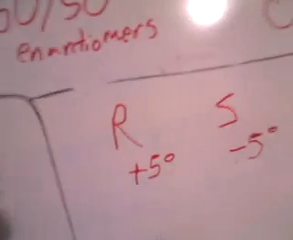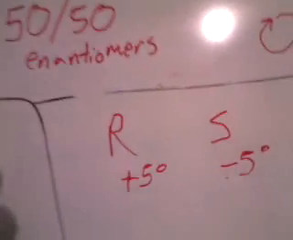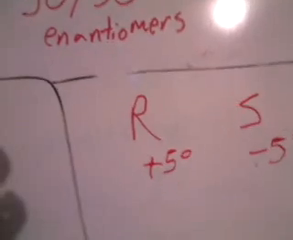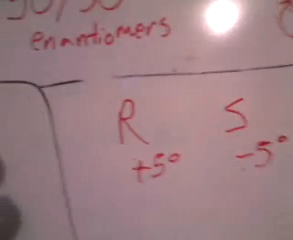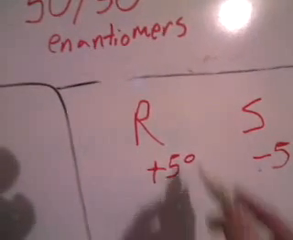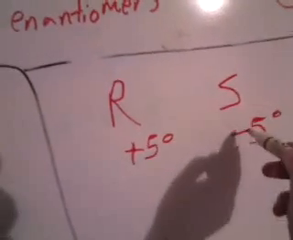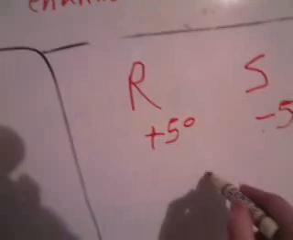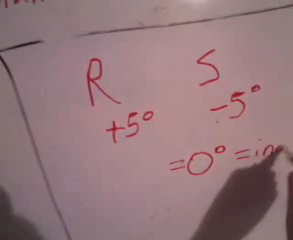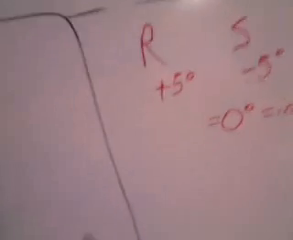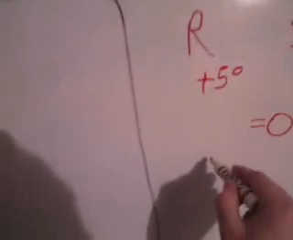So it kind of makes sense now when we say a 50-50 mix. What happens if we do the math? We don't even need to do any kind of calculation because it's rather obvious in this case. If half is plus 5 and half is minus 5, those are exactly going to cancel out, and we're going to get a 0 rotation, which means, in other words, inactive.